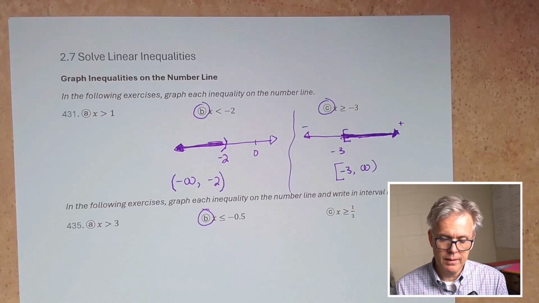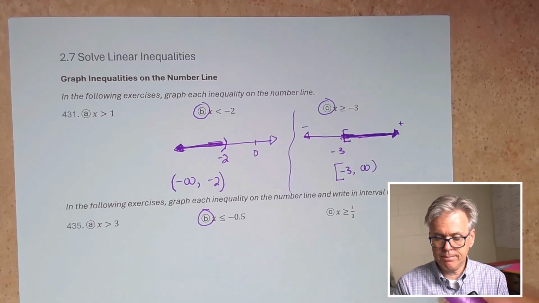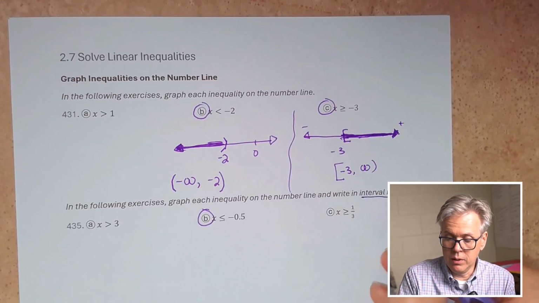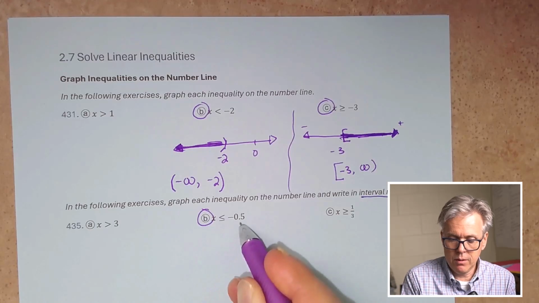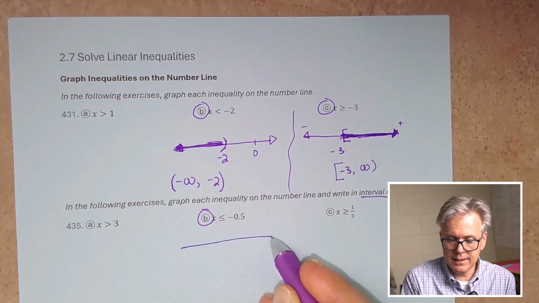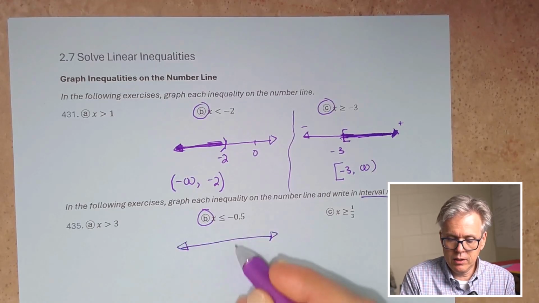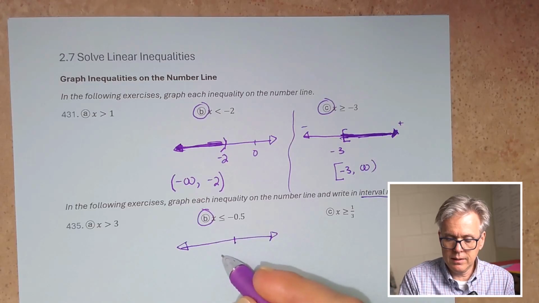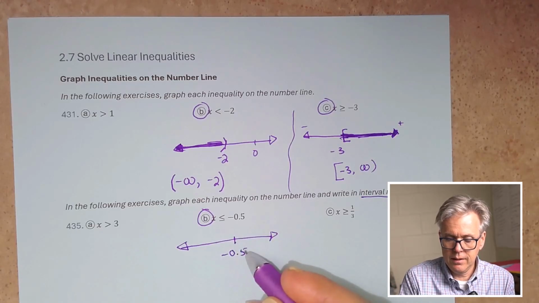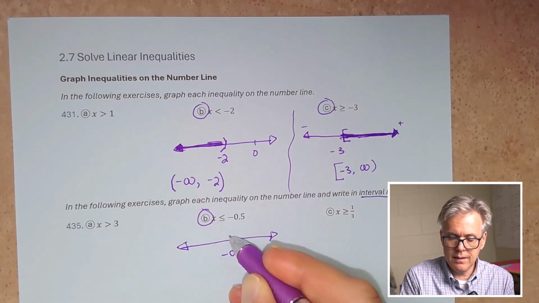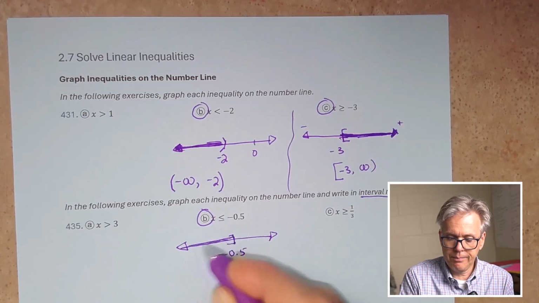Okay, this next little group. It's the same thing, except it's actually asking you to do interval notation. Okay, so we have x is less than or equal to -1/2. Put your number line. We're going to say -0.5. We know we're going to the left. Put a hard bracket there.